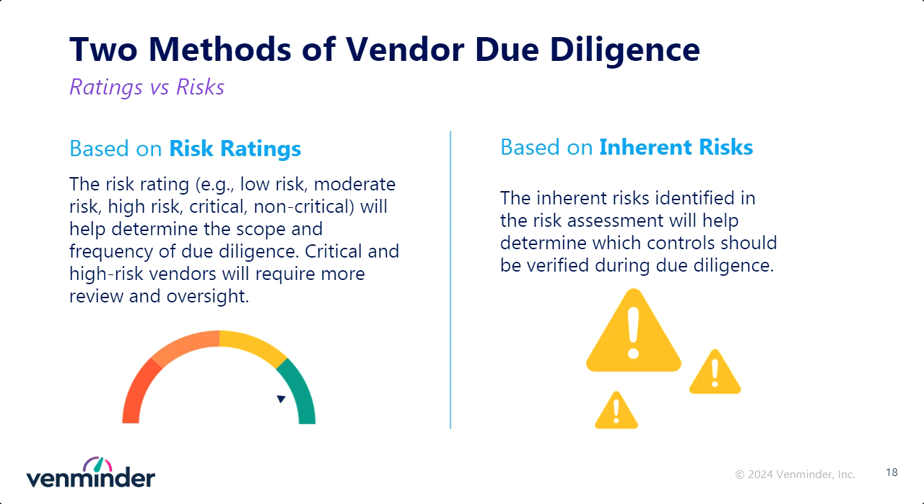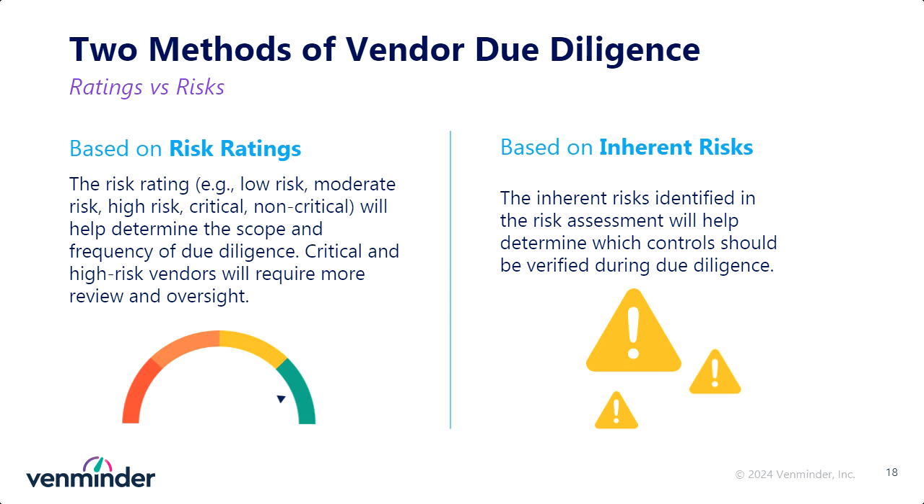I briefly mentioned these 2 methods of due diligence, but I really want to help you understand the difference between the 2 and the benefits and disadvantages of each one. Starting with due diligence based on risk rating, this is the method where you're looking at the risk level and criticality, either low, moderate, or high, and critical or non-critical. Due diligence on a high-risk and/or critical vendor is going to be more frequent, and the scope will be wider, meaning that you'll collect a lot more information in addition to those baseline documents.